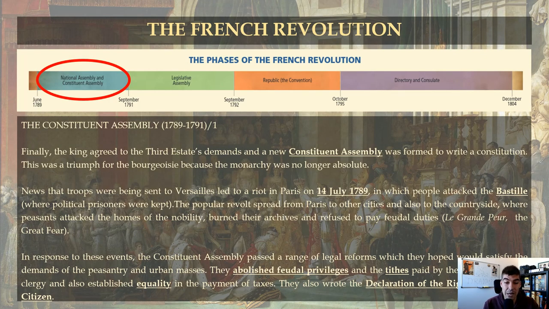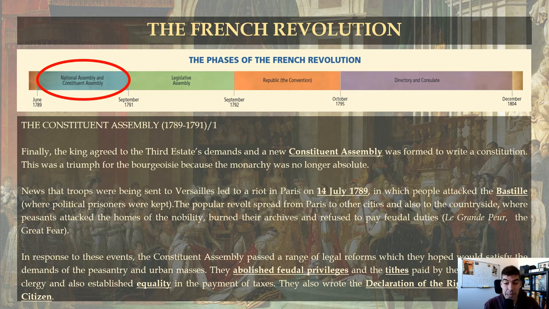So, after that, the king agreed to the Third Estate's demands, and a new constituent assembly was formed. Why did he agree? Because the National Assembly had the support of the people of Paris. So, this National Assembly became a constituent assembly. A constituent assembly is an assembly whose purpose is to write a new constitution. That is why it's a constituent assembly. And this was a triumph for the bourgeoisie, because the monarchy was no longer absolute, okay? The king wouldn't have any more unlimited power.